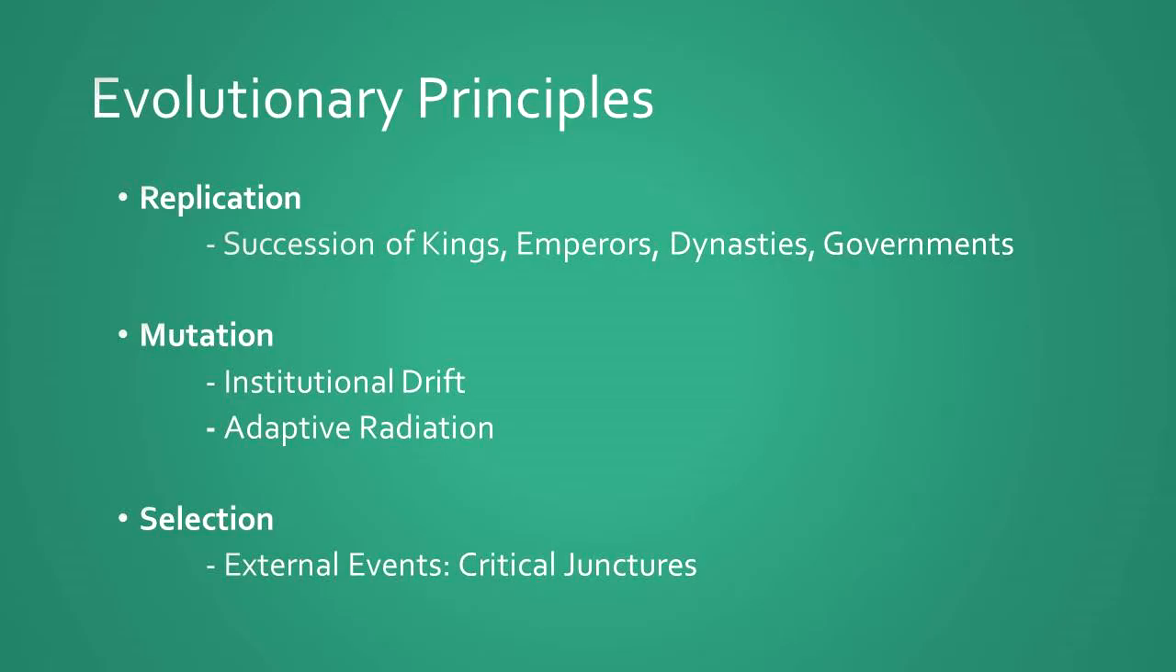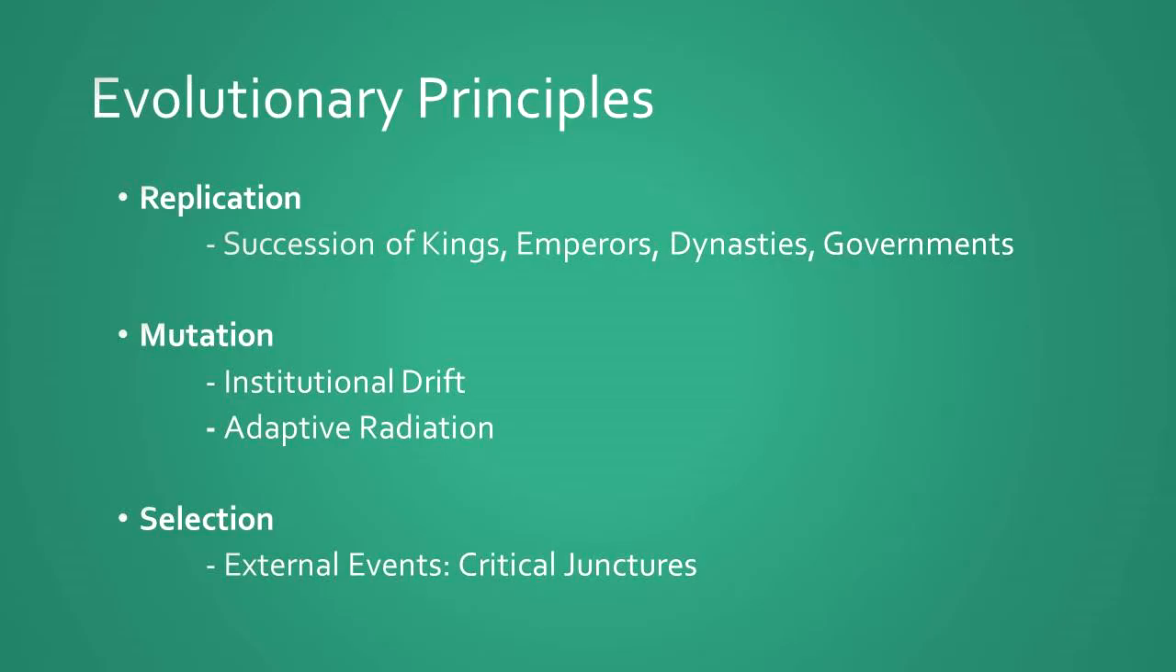But for example, we also see it in institutional drift. So institutions within a state, even if they start initially from the same conditions, will drift apart over time. That's what we call institutional drift, just like genetic drift in biology. And what we see is adaptive radiation. Once states have come about, and one state exists, others will probably see the success of the state and copy the model in a slightly different way, and that's what we call adaptive radiation. So we see replication at play, we see mutation at play, and we see selection.